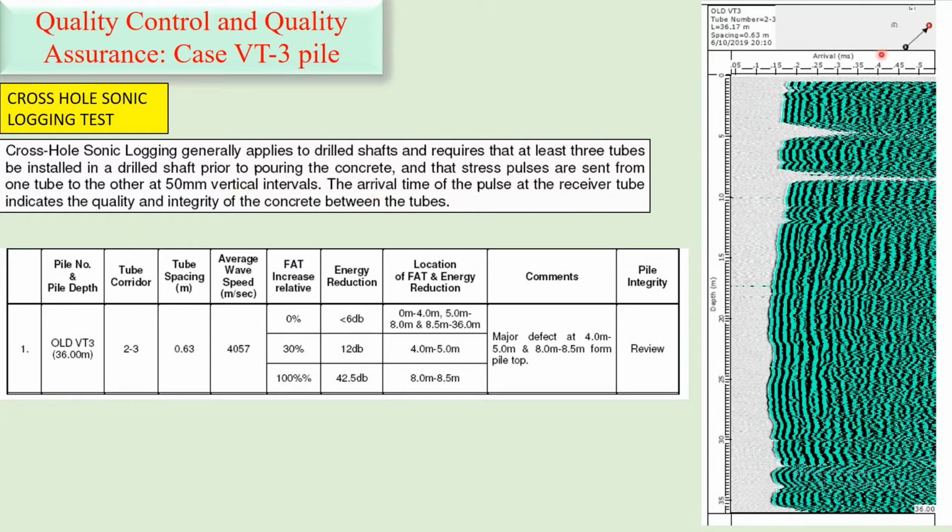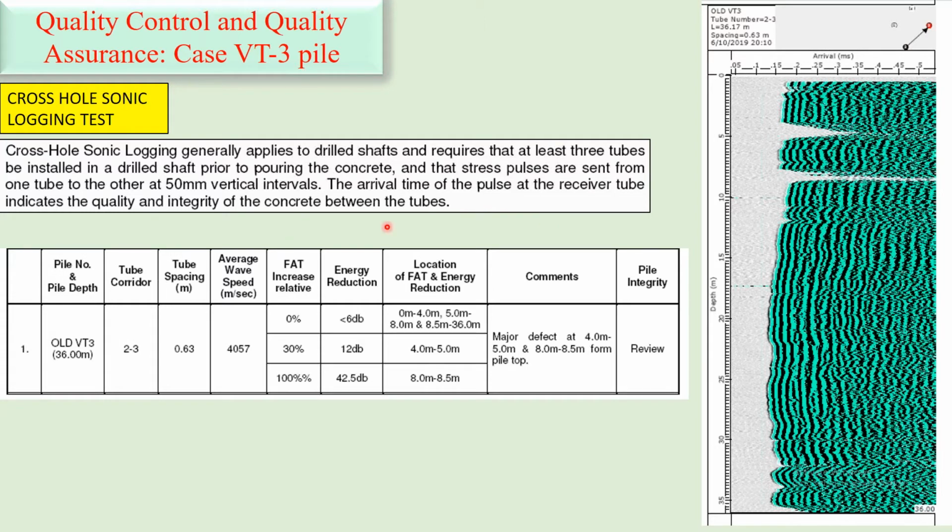So you can see that here four tubes were there, 1, 2, 3, 4. From this tubing you can send the ultrasonic pulses in this direction, in this direction, in this direction. This stress shows the ultrasonic pulses from this point to this point. So this is the cross-hole sonic logging test.